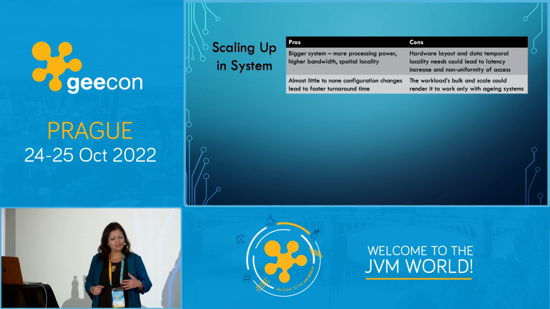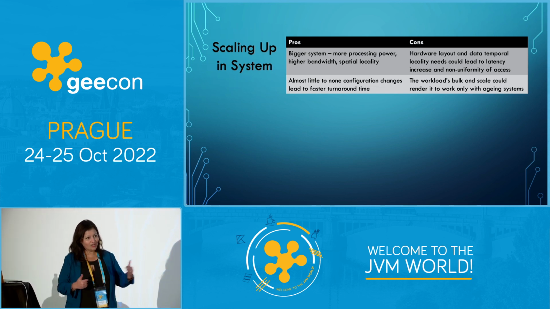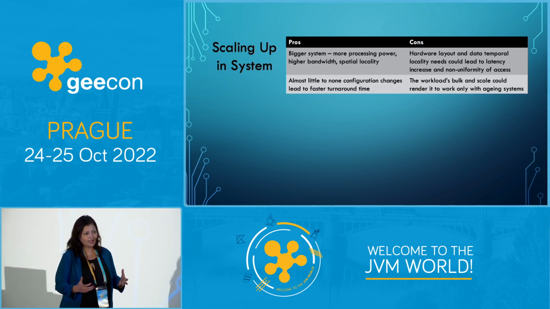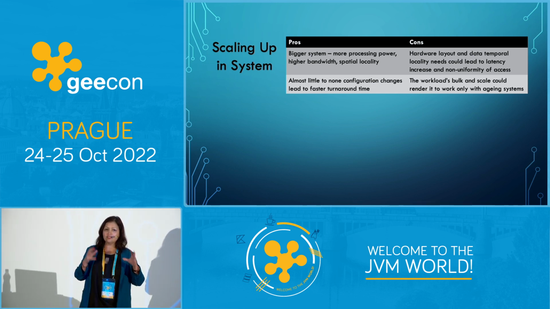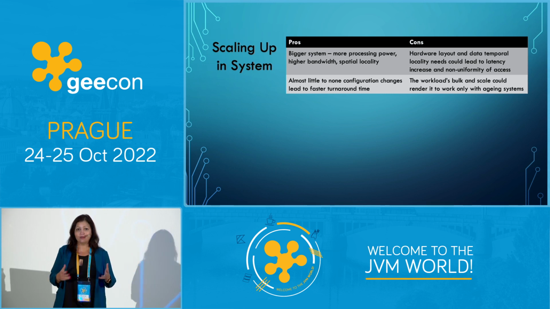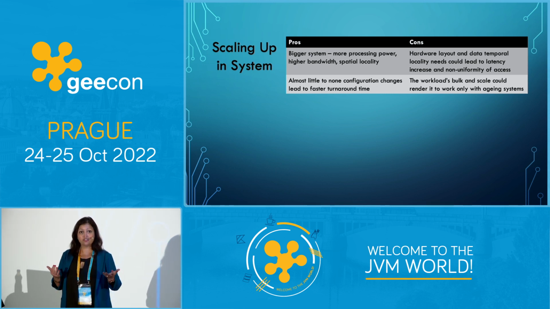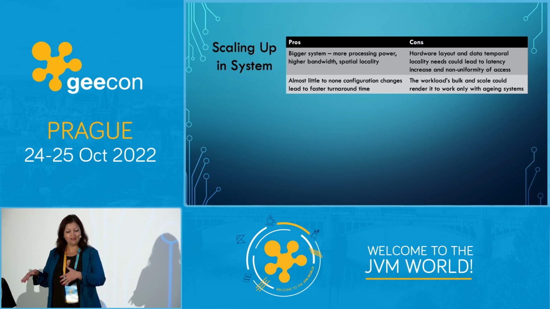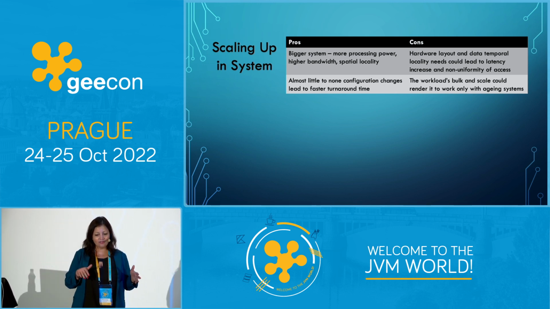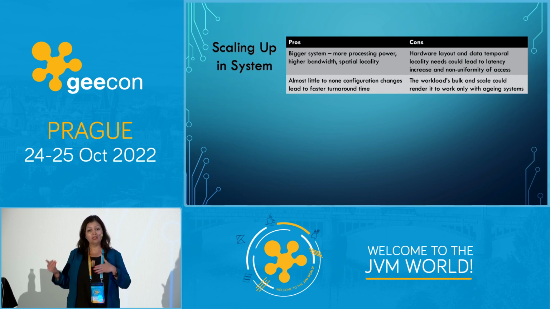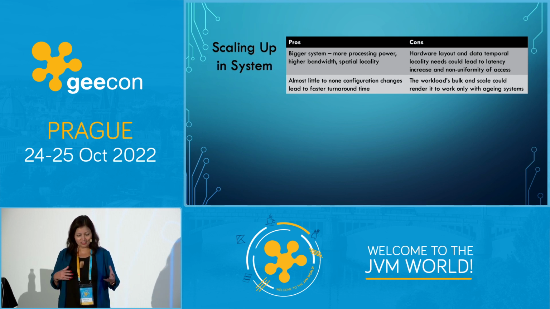Well, the con is similar in the sense you went bigger, you went larger, but what if you had a random access database, right? Because these CPUs are designed to optimize your data's spatial locality, when you have something that needs non-uniform access, then you can have temporal issues with respect to the locality.